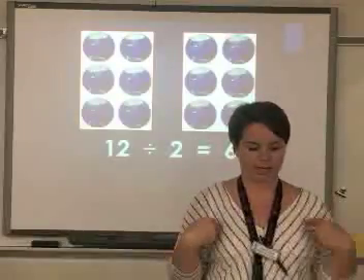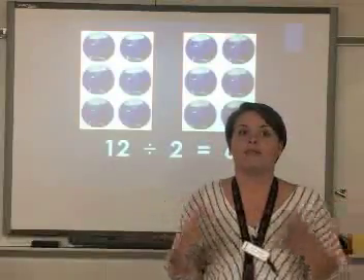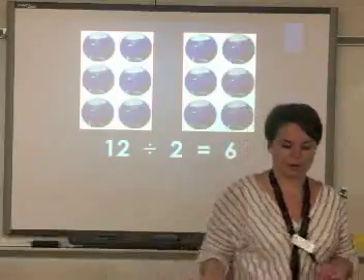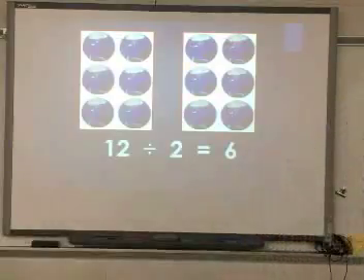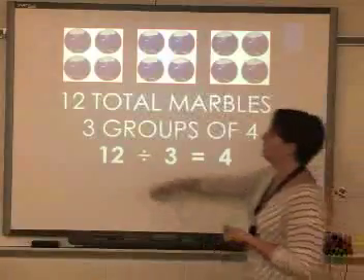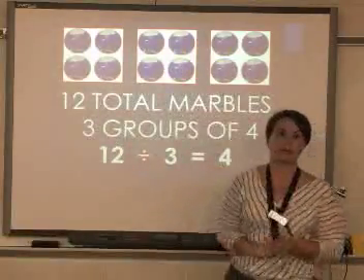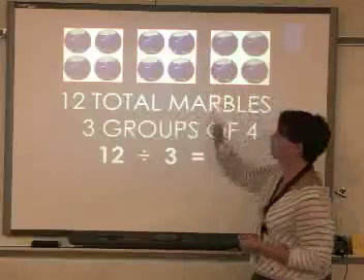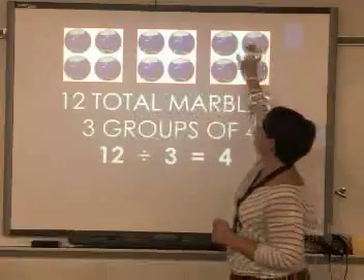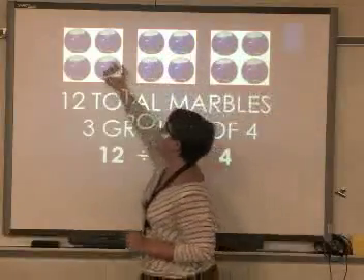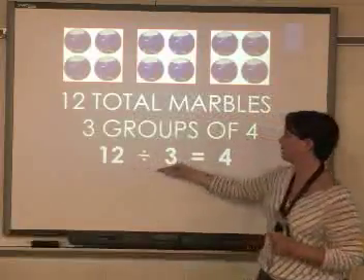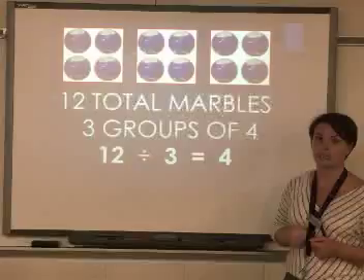Now let's say we wanted to break it up into groups that have 4 marbles each, okay? So if you wanted to separate the marbles into groups of 4, you would have 3 groups of 4. Okay, how many groups? 1, 2, 3. How many marbles in each group? 1, 2, 3, 4. Okay, now that means if I have 12 total marbles, let's see, 1, 2, 3, 4, 5, 6, 7, 8, 9, 10, 11, 12. 3 groups of 4. 12 total marbles divided by 3 groups equals 4 marbles to each group.